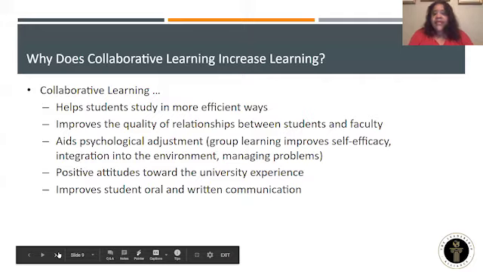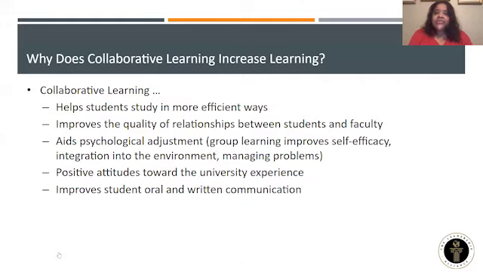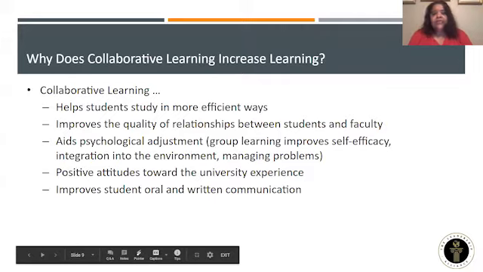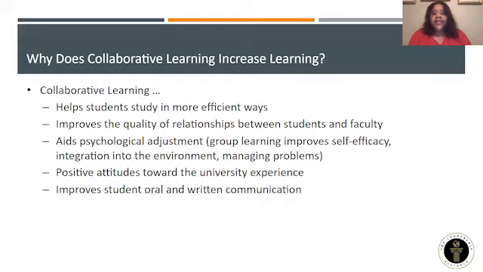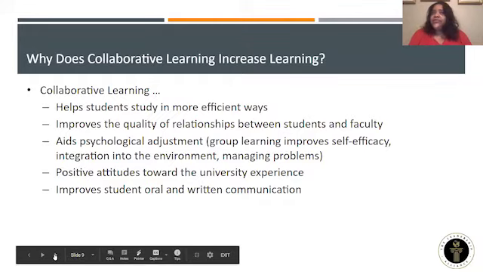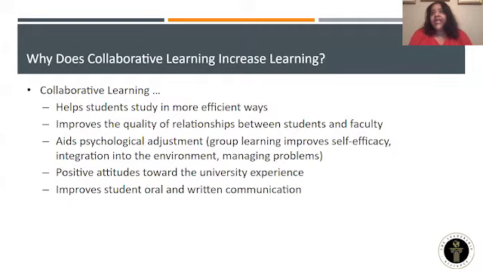We believe that collaborative learning increases your learning. So for instance, it helps you study in more efficient ways. It improves the quality of your relationships with your peers and also with faculty. And it helps you improve self-efficacy and integration into the environment. I tell my students all the time, it helps you with the art of diplomacy. Because at the end of the day, you're going to have to take these skills and go somewhere else with it. And it also improves your oral and written communication.